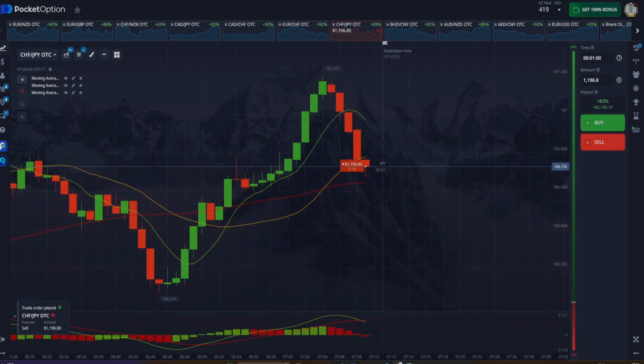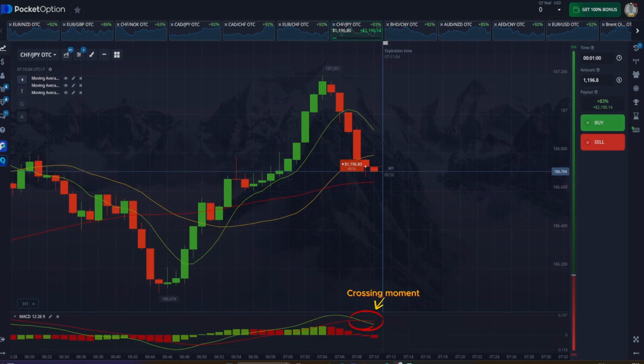I entered a sell trade because on the MACD indicator, a clear bearish crossover just occurred. The green line crossed below the red line, which signals that bullish momentum has faded and sellers are now in control. Now let's watch the result together.